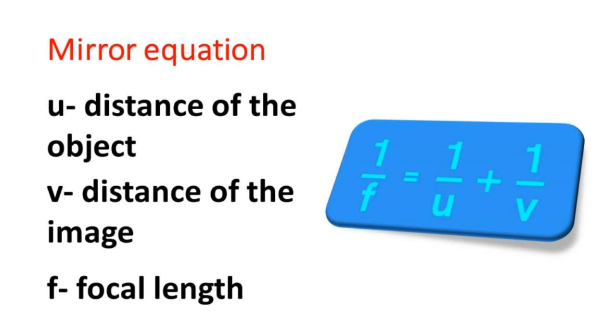This is the basic mirror equation. The expression relating the distance of the object u, distance of the image v, and the focal length f of the spherical mirror is called the mirror equation. So 1 by f is equal to 1 by u plus 1 by v. Here f means focal length, u means distance of the object, v means distance of the image.